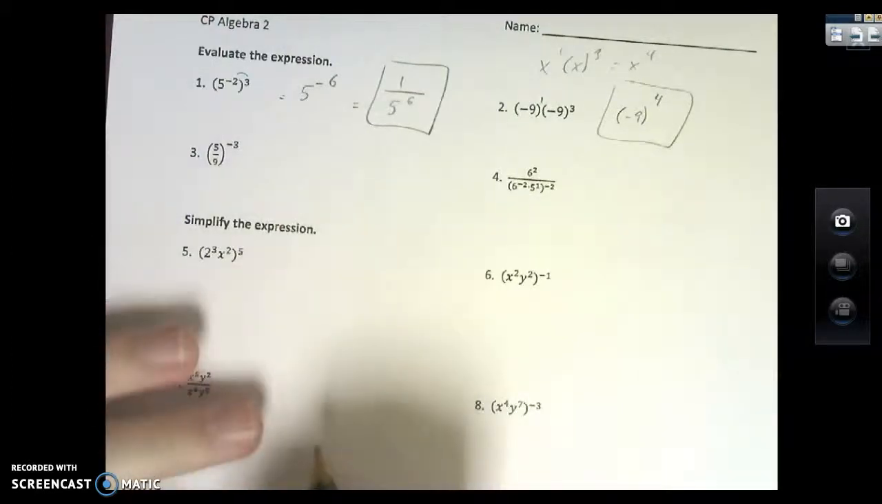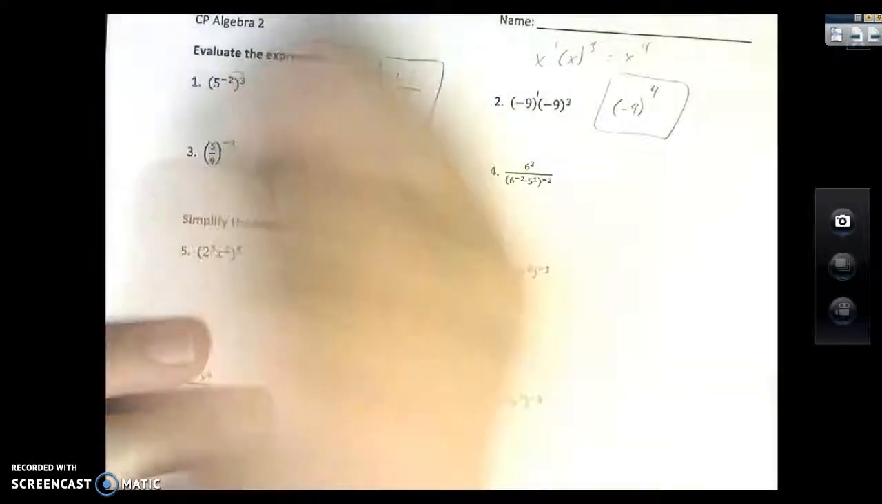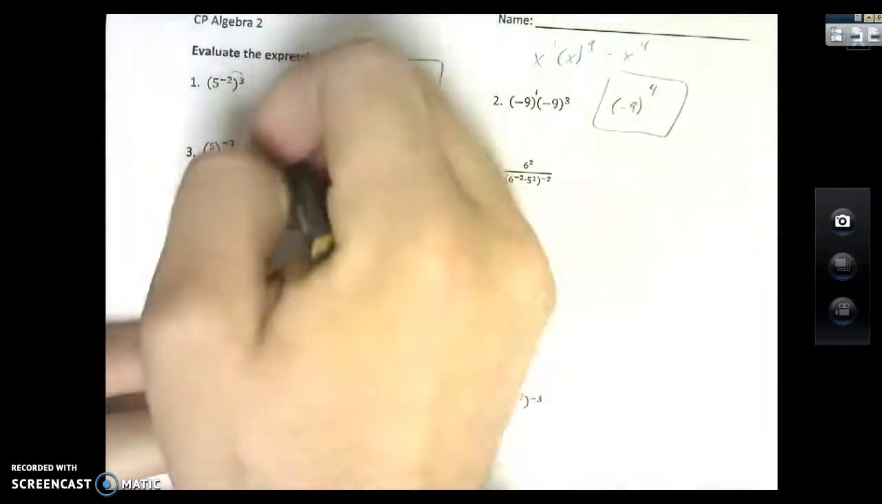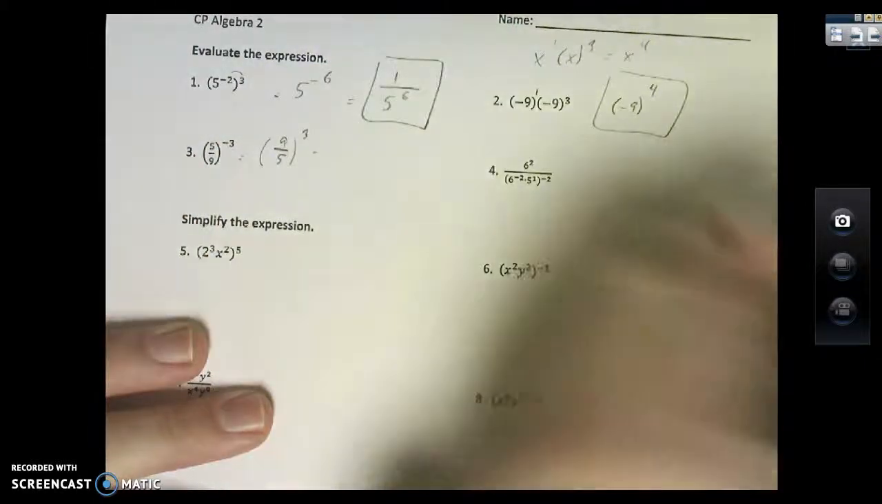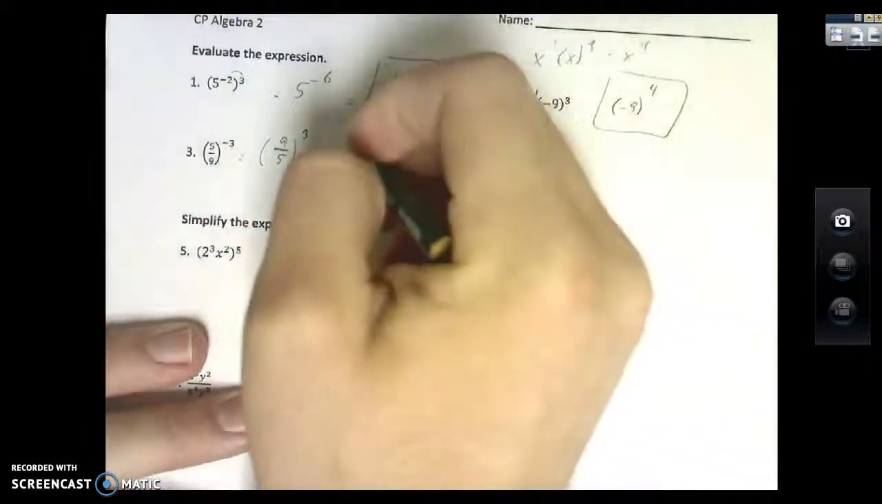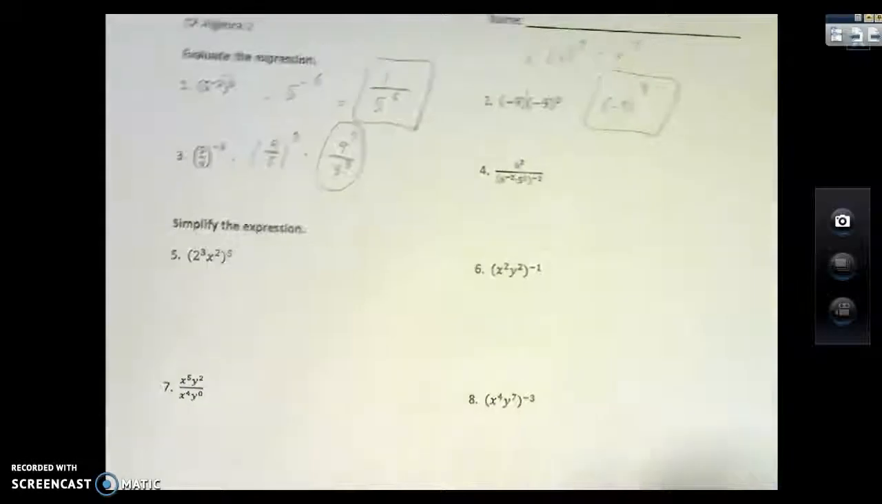Number 3, 5/9 raised to the negative third power. You can flip both of these inside the parentheses, so that makes it positive. Then you can distribute this 3 in: 9 to the third over 5 to the third. There you go. All is well.